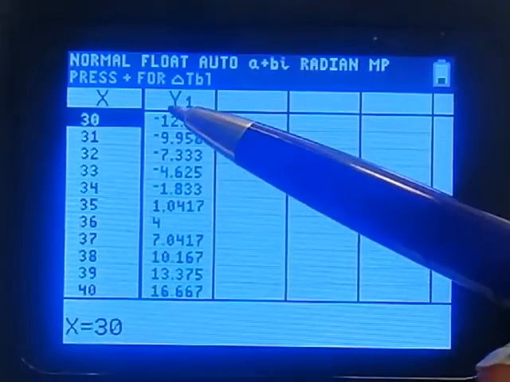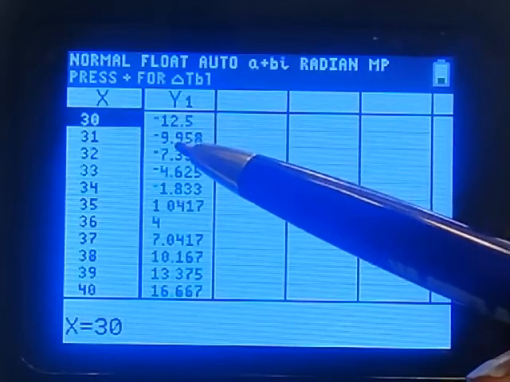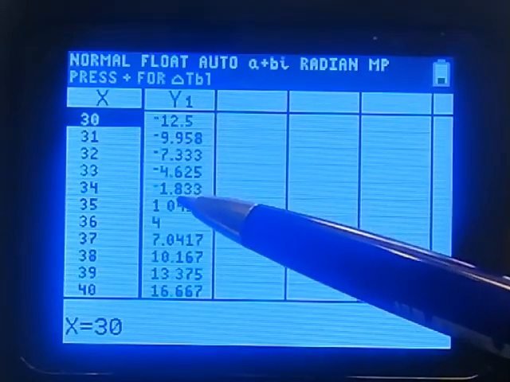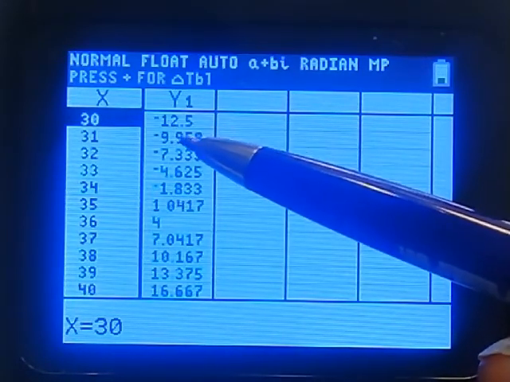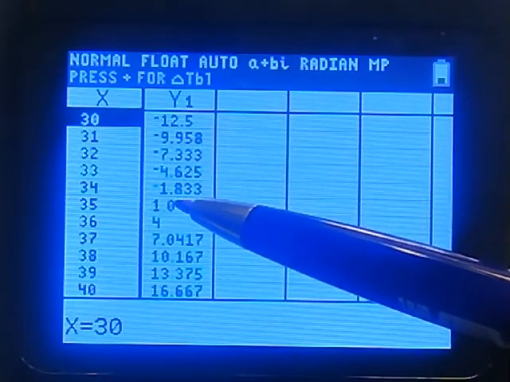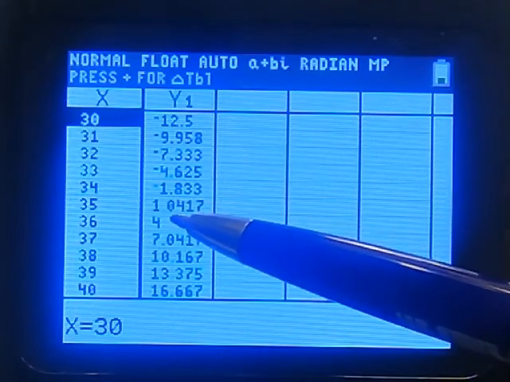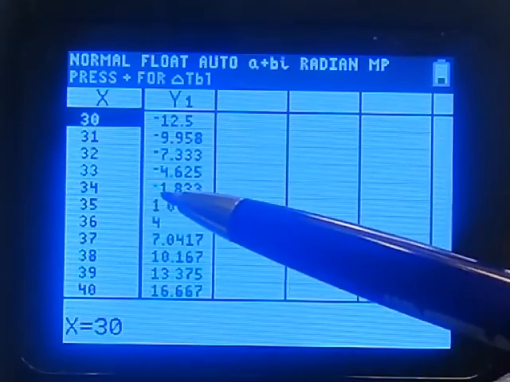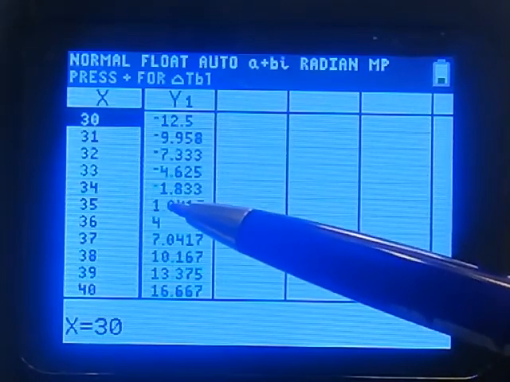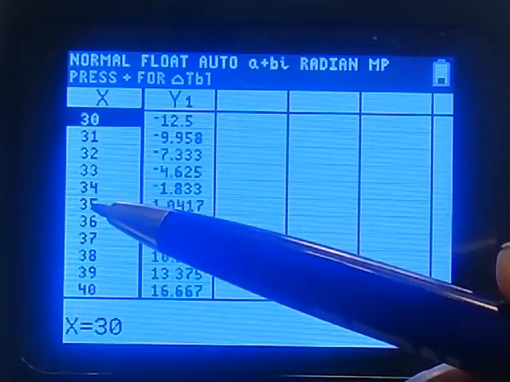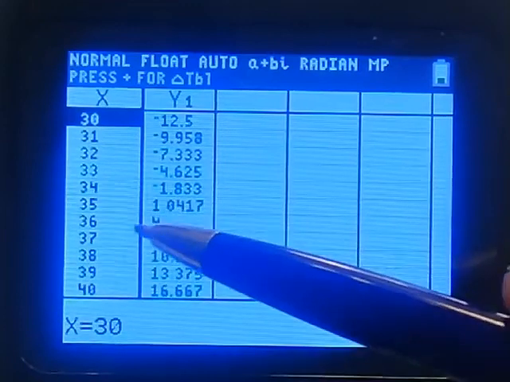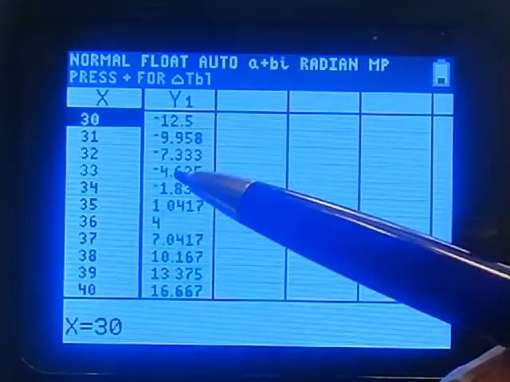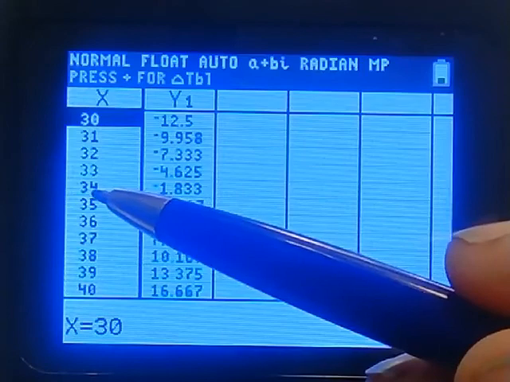Now what's happening at y? Well, remember we said that when the sign changes, that's where it crossed the x-axis. So look right here, it's negative, negative, negative, negative, and then eventually right here, it turns to a positive number. So between these two numbers, 0 occurs in here. Now I'm going to look at the x column. It's going to be between 34 and 35. So the answer is somewhere close to 35, but it's also probably close to 34.